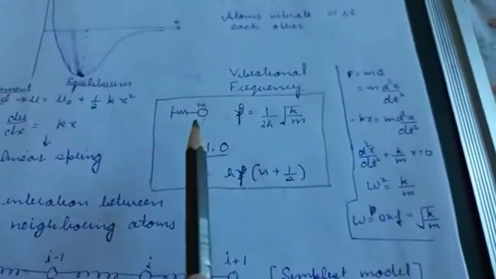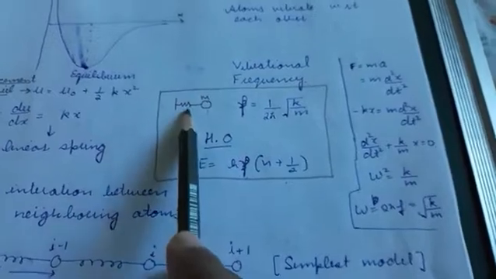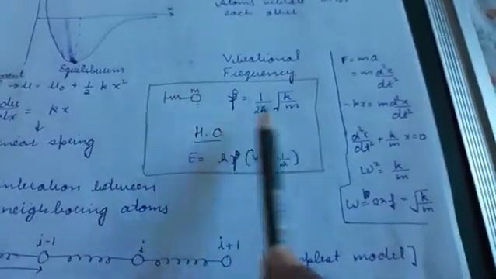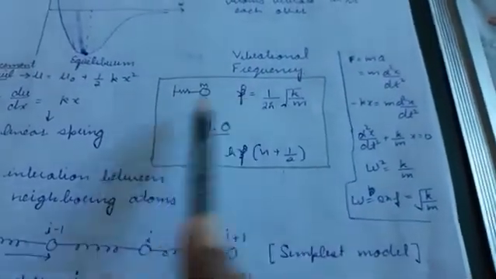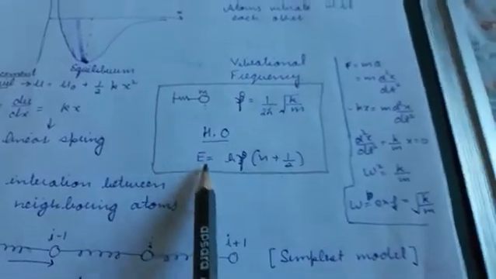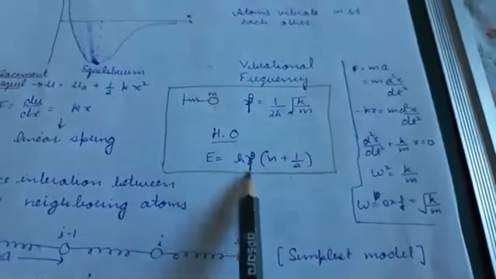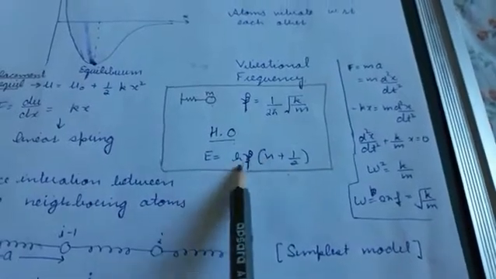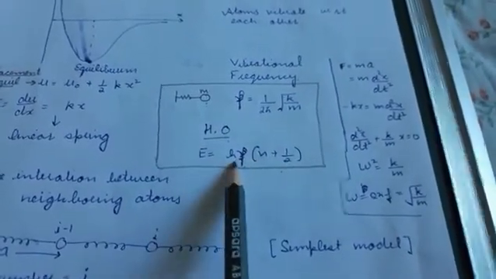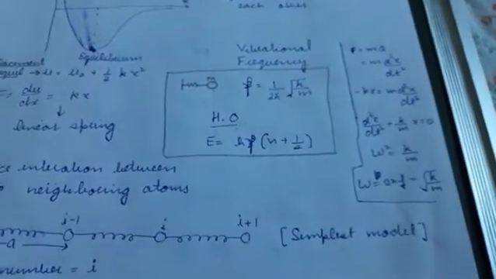We have also found out that if a mass is attached to a spring in a spring mass system, the frequency of oscillation is given by this expression, which comes from Newton's second law of motion. You can very easily find this by a simple calculation. We also found out that in a harmonic oscillator the energy is quantized. The energy increases in steps of hf as n increases, while the ground state energy, when n is equal to 0, is half hf.